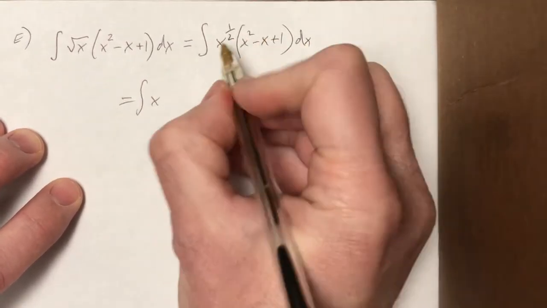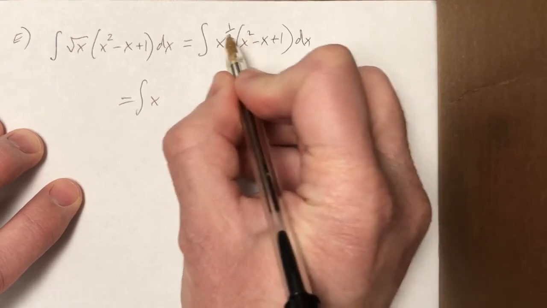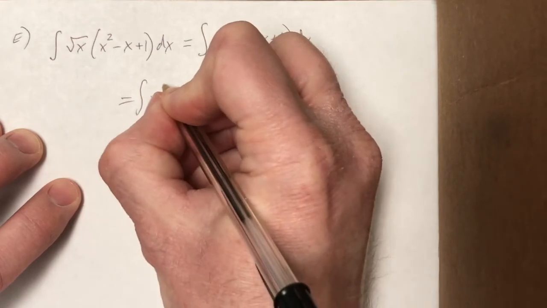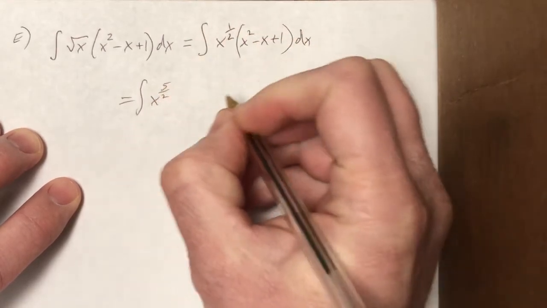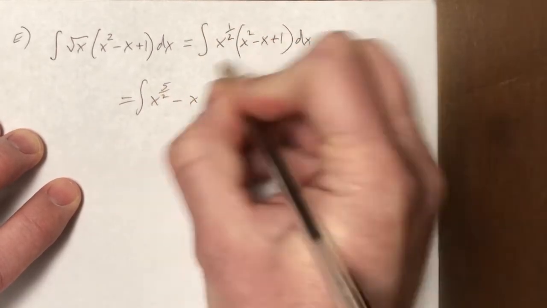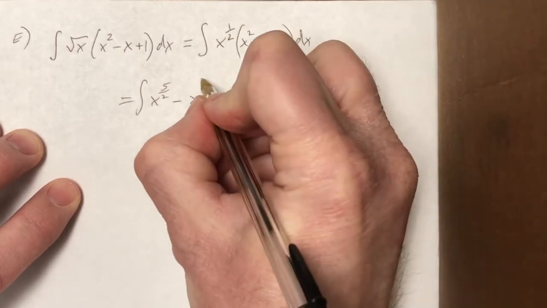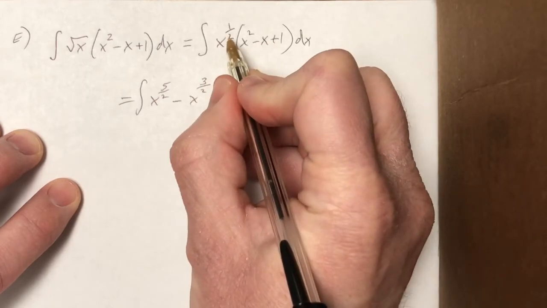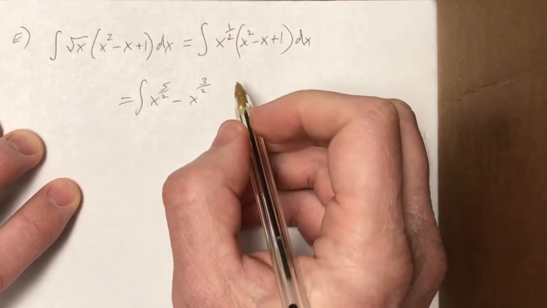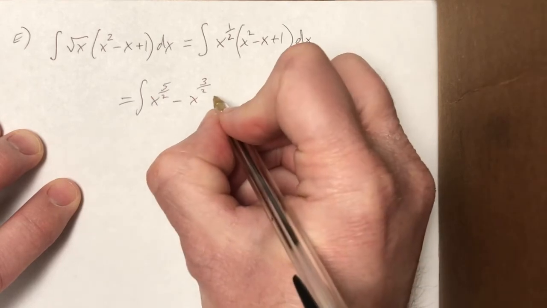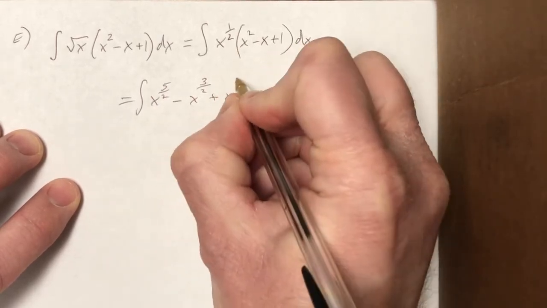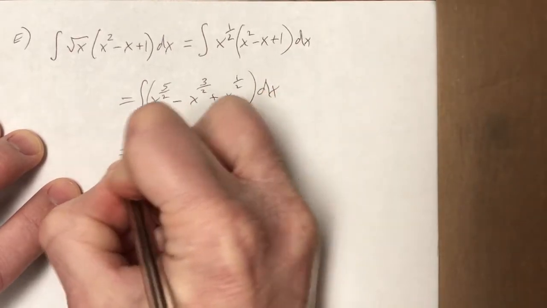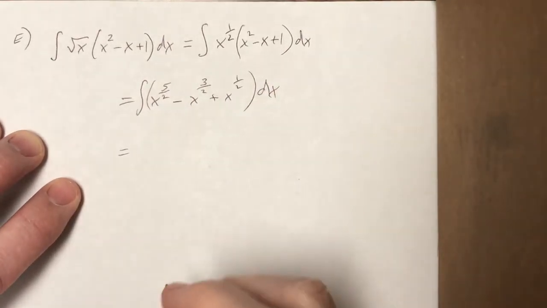Let's see, x to the what? When you multiply like bases, you add the exponents. So 1/2 plus 2 is 5/2. And then minus x to the 3/2. Again, why is it 3/2? Because 1/2 plus 1 is 3/2. We're multiplying like bases here. And then plus x to the 1/2. All right, so then we go through our motions again. A lot of repetition here.